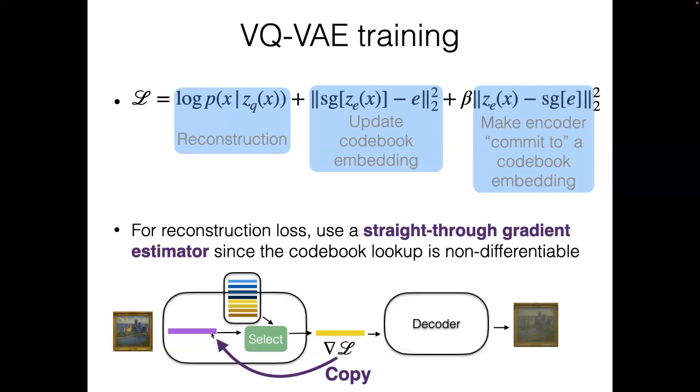Since this original version, people do use other types of gradient estimators. There's another one called Gumbel Softmax. I won't go into the details, but that's the one that the DALL-E paper uses to learn their VQ-VAE. But again, the high level picture is you have these different terms, and then you need to account for the fact that you have this selection operation in here.